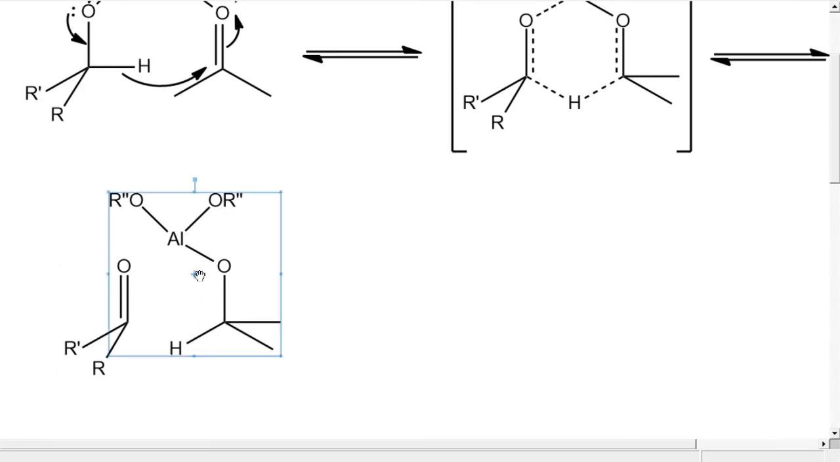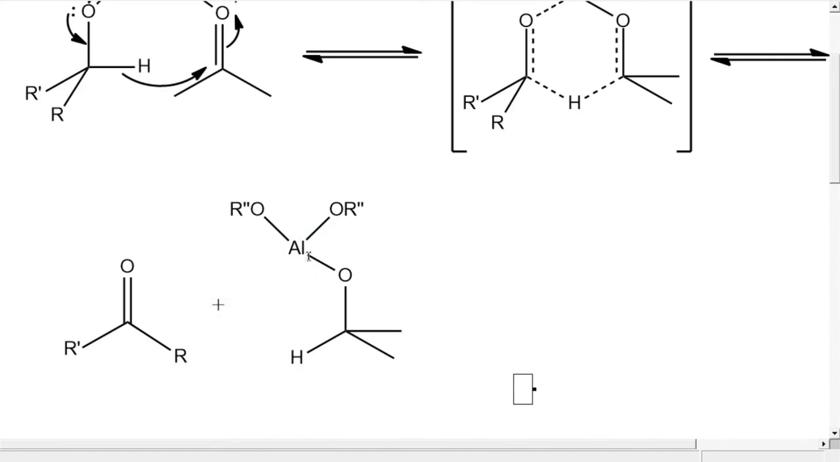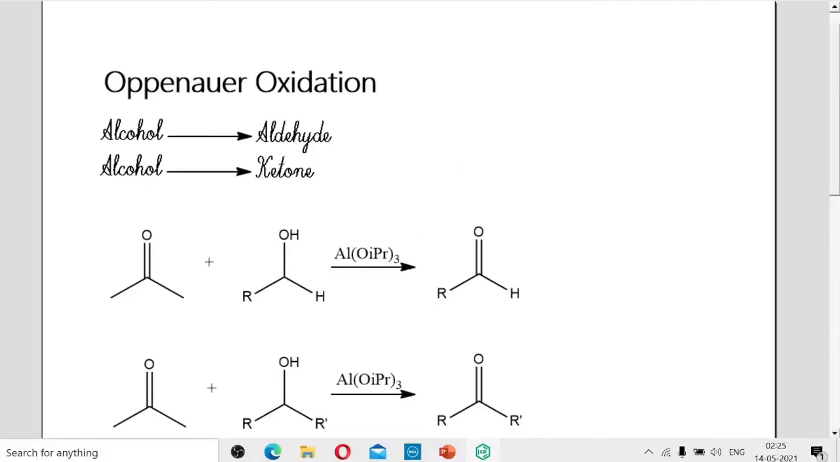Hydride transfer is complete. Now this aluminum species is still aluminum isopropoxide, and this can do the reaction again. So this will act as the catalyst, and this alcohol will continuously get converted into the corresponding ketone. So let us go over this reaction once again.